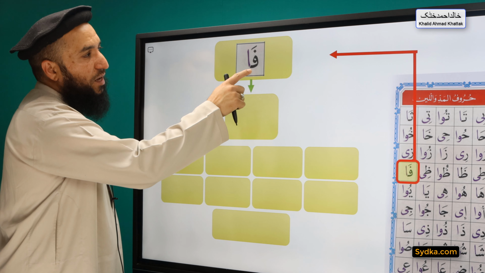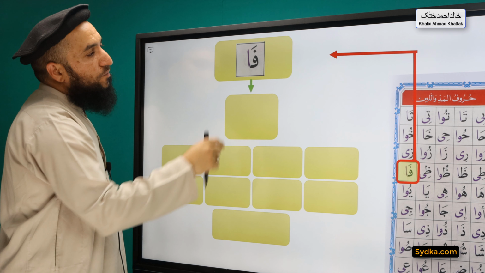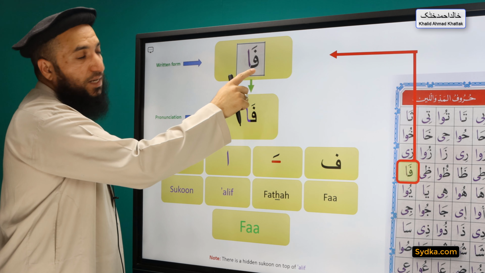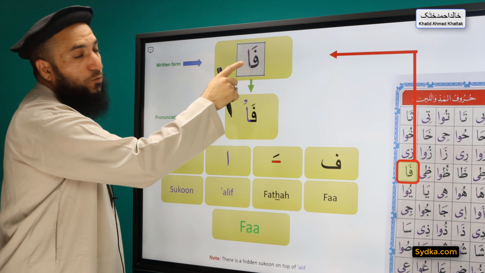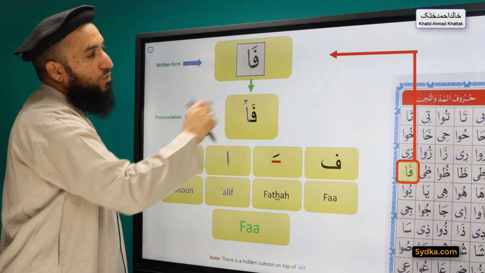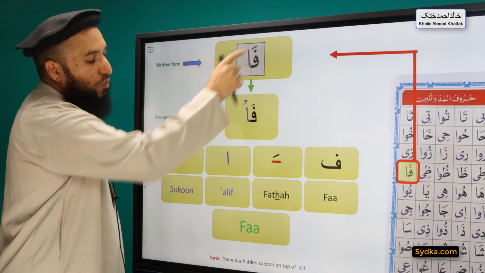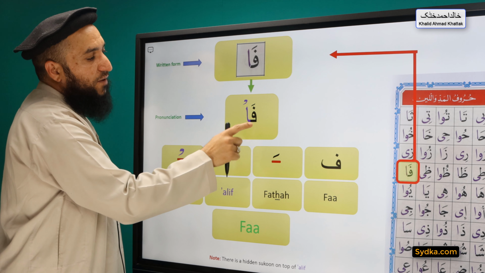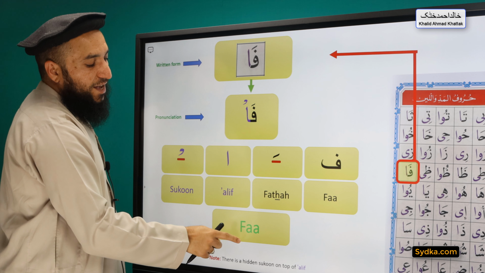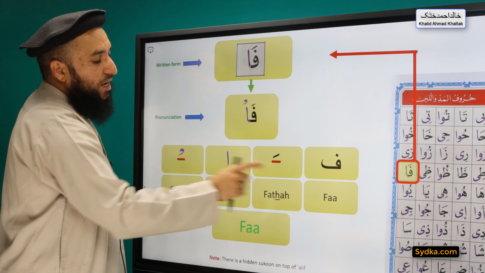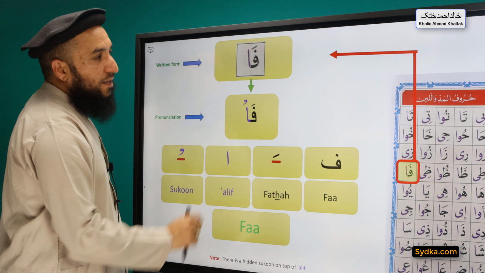The next syllable we have is Fa fatha alif sukun. Fa is a light letter. It has fatha on top of it, followed by alif, and alif has hidden sukun. Fa fatha alif sukun. Fa.